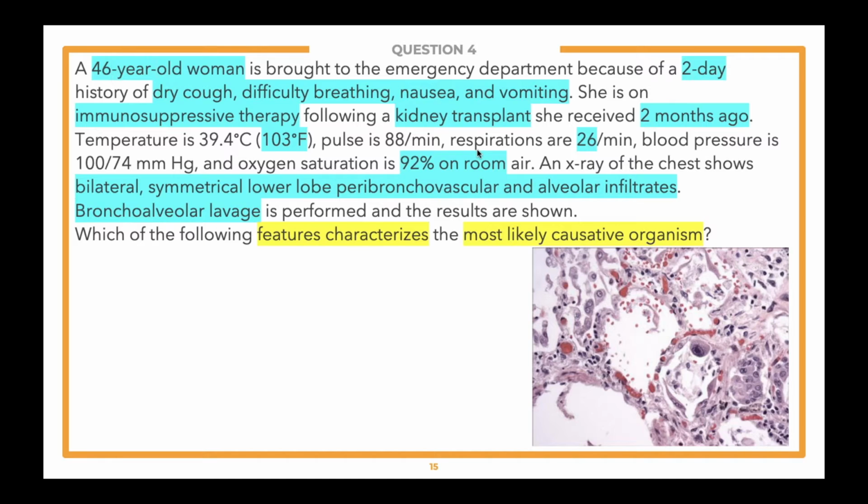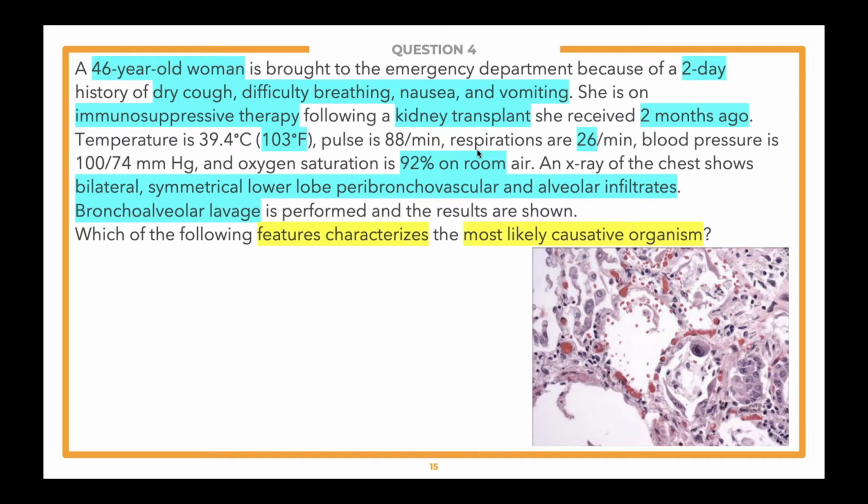Now, they do give us some important medical history here, especially since we're dealing with a transplant patient. Patients with transplants are often on immunosuppressive medications, so you definitely want to make note of that. They give us some important vital signs, some imaging findings, and then lavage findings as well. So we want to make note of that and try to incorporate what's going on there. And the question is asking us about a feature that characterizes the most likely causative organism.